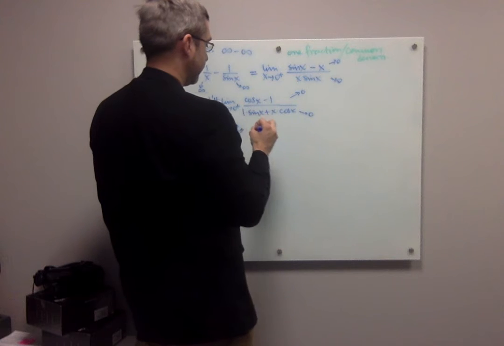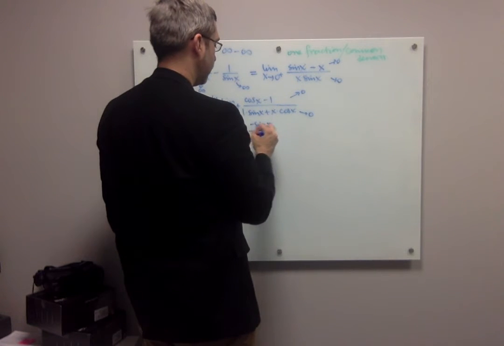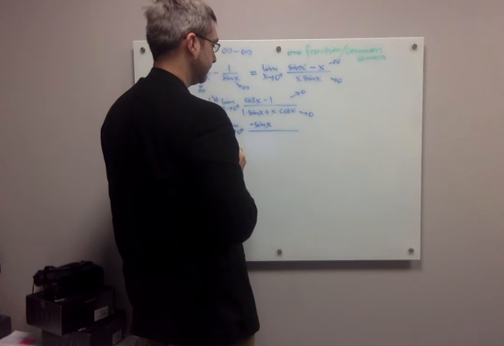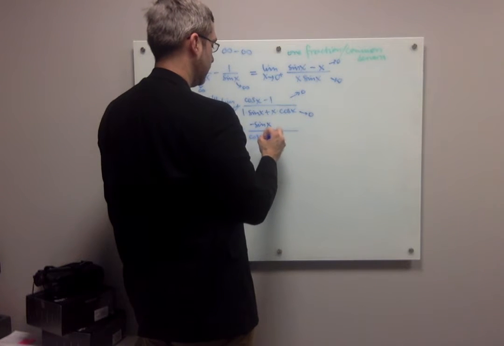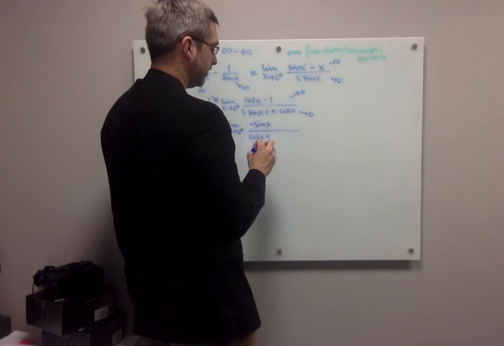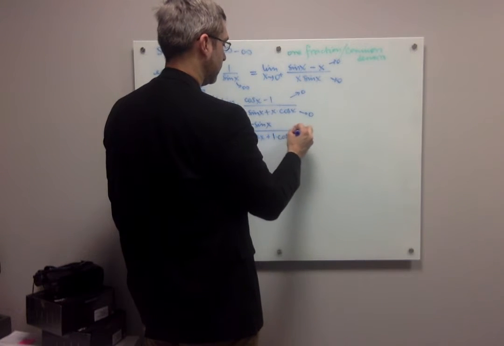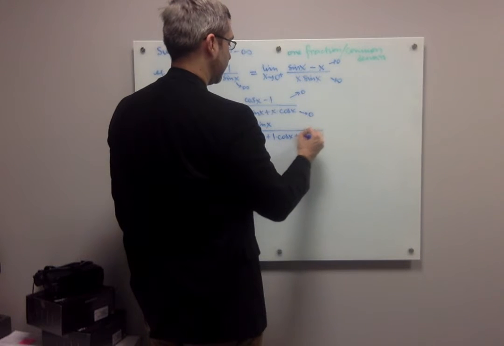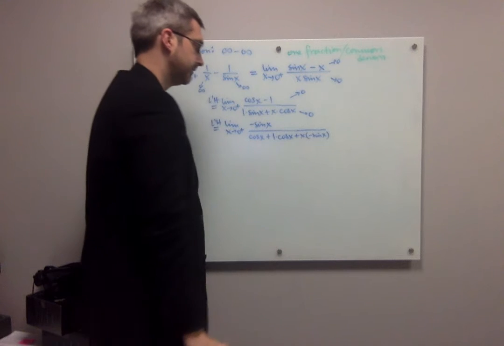All right, and the derivative of cosine is negative sine. The derivative of 1 is 0. Derivative of sine is cosine. And now for x cosine x, I have to do the product rule, so I'm going to do derivative of the first times the second plus the first times the derivative of the second.